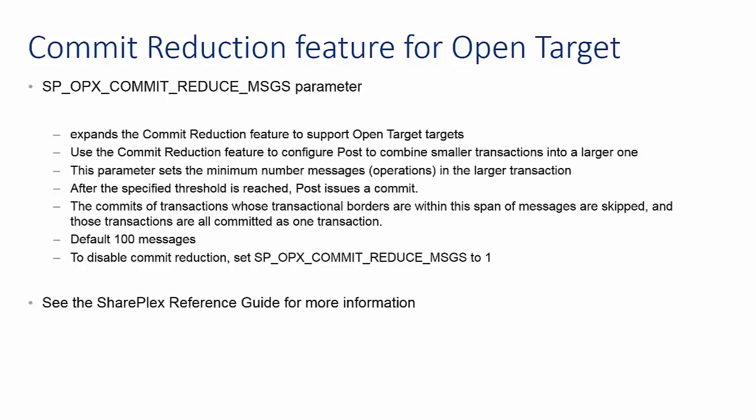Commit reduction is on by default at a threshold of 100 messages. To disable commit reduction, set this parameter to a value of 1. See the SharePlex Reference Guide for more information.